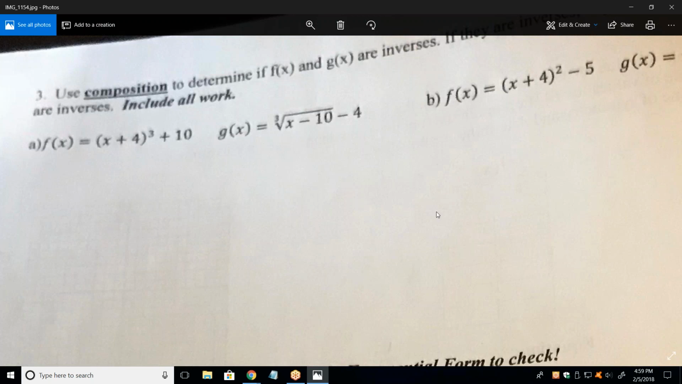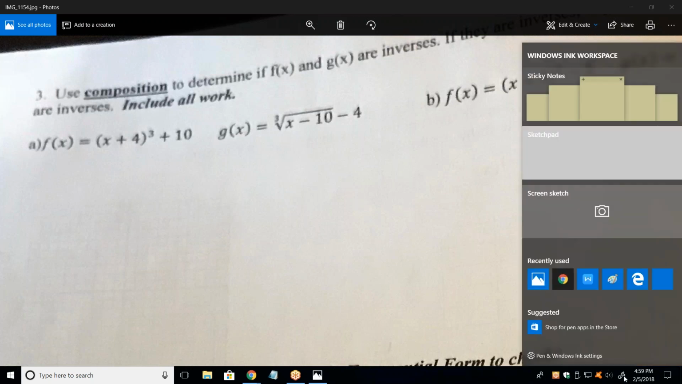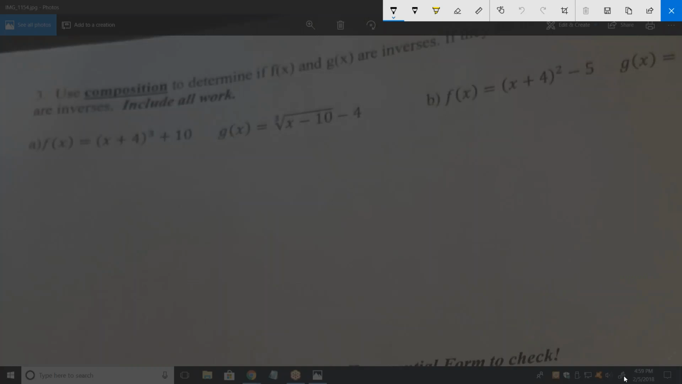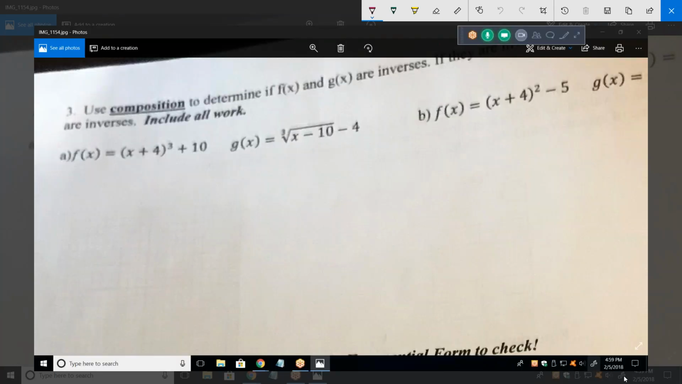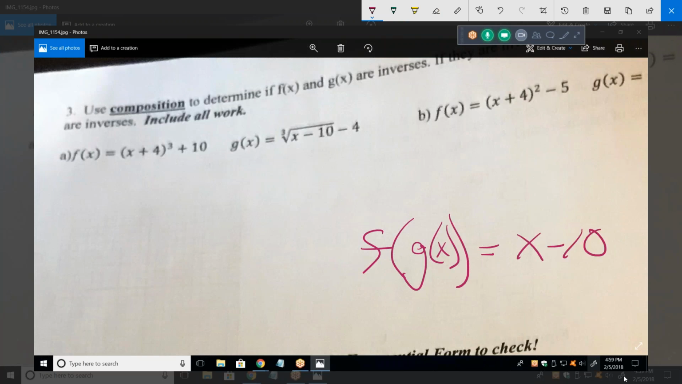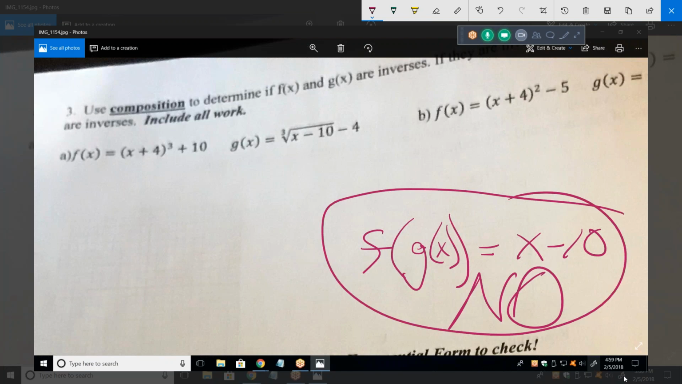In other words, you're going to get down to the bottom here. Let me just add that last step. What you want to do to make it perfectly clear to the teacher is that this is equal to x minus 10. That's a big NO. Those are your last two lines for B. Okay?